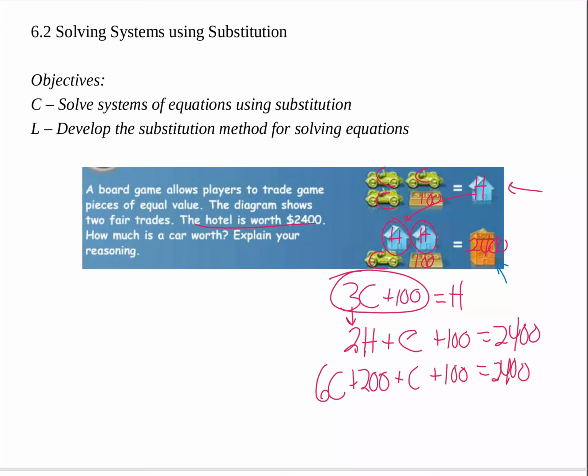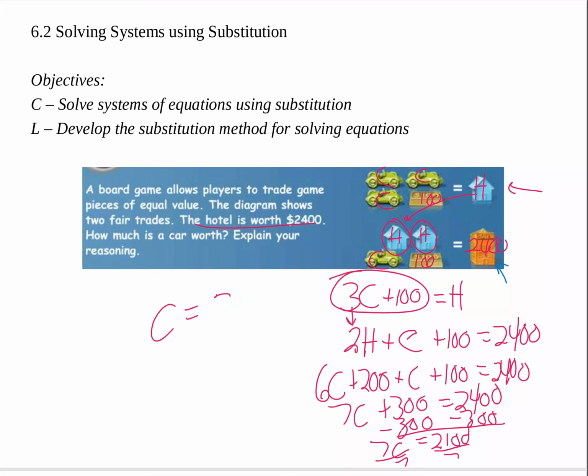Hopefully you understand how that fair trade just went. That 6 cars plus $200 came from those 2 houses. Now if I combine like terms here, I have 6 cars and another car. That's 7 cars. $200 and $100 is $300. And over here for the hotel, it's $2,400. So now if I solve this equation and subtract 300, I have 7 cars is worth $2,100. So how much is 1 car worth? If I divide by 7, I wind up with a car is worth $300.